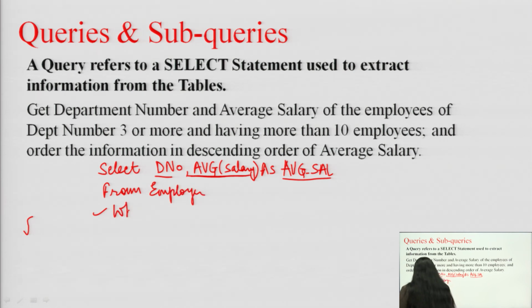WHERE. Now, these are the conditions. Under WHERE we will specify our condition. SELECT specifies what we want, FROM specifies where that information is going to come from, and WHERE specifies under which condition this information has to be extracted: where department number is greater than or equal to 3, which has been specified over here.